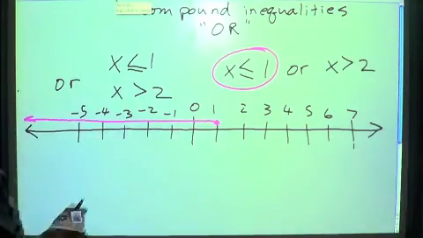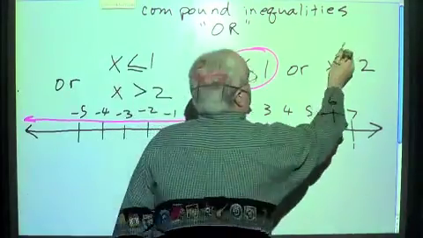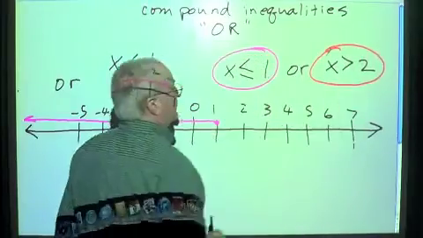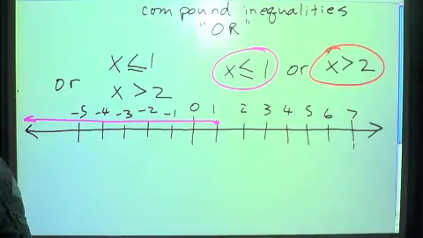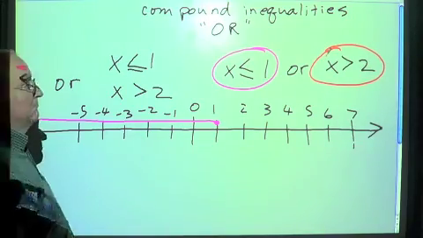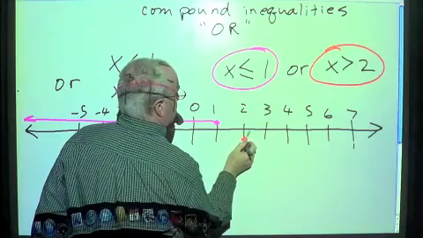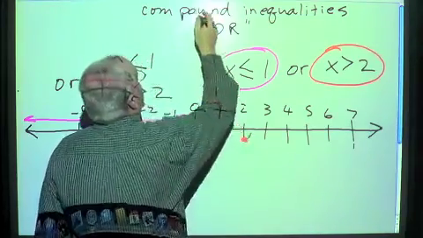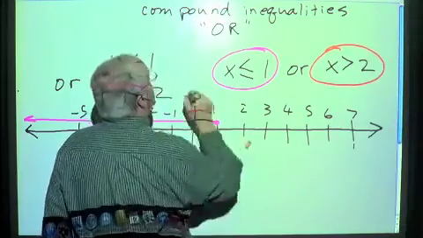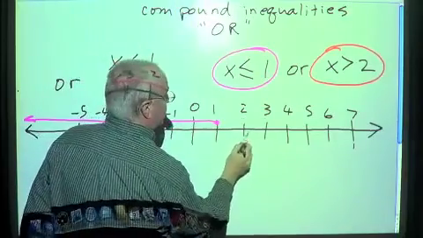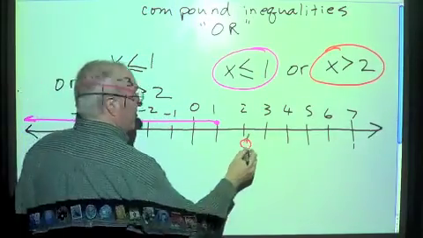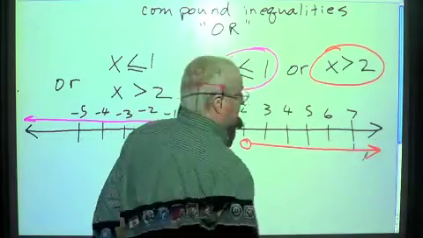So now let's look at this one right here. X is greater than 2. What are we going to put on the 2? Open or closed? It's not equal to it, so it's going to be an open. X is greater, so we're going to head this way.